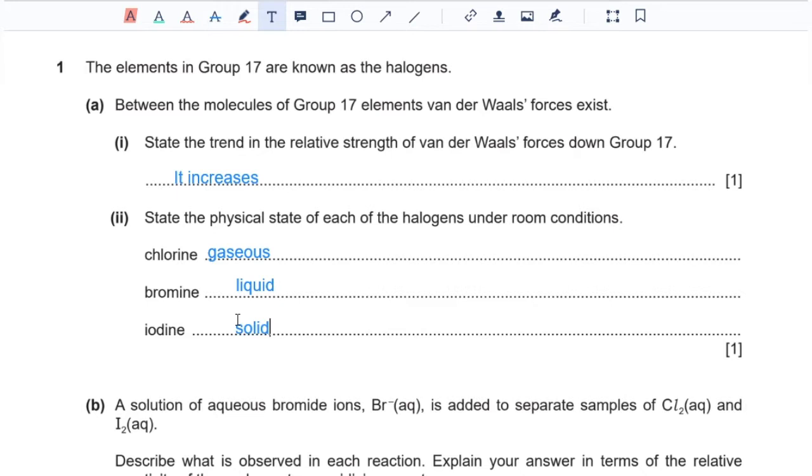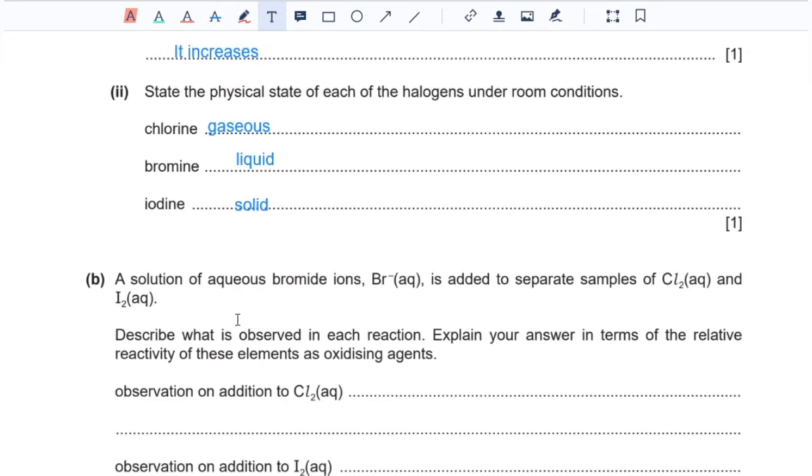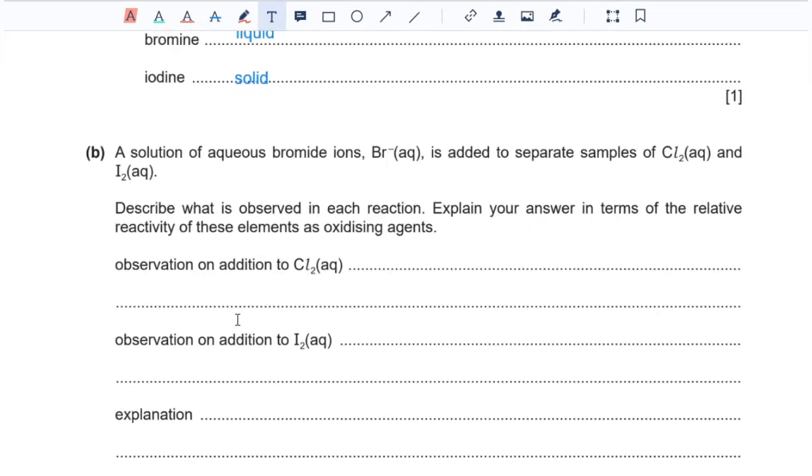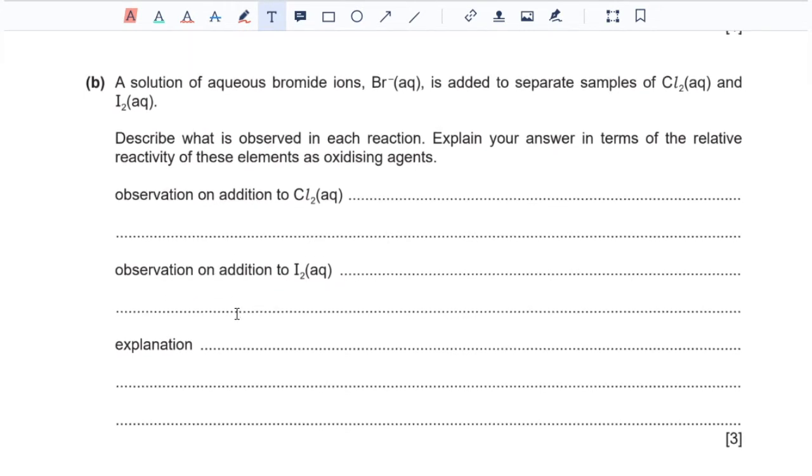B. A solution of aqueous bromide ions is added to separate samples of chlorine, aqueous chlorine, and aqueous iodine. Describe what is observed in each reaction. Explain your answers in terms of the relative reactivity of these elements and oxidizing agents.